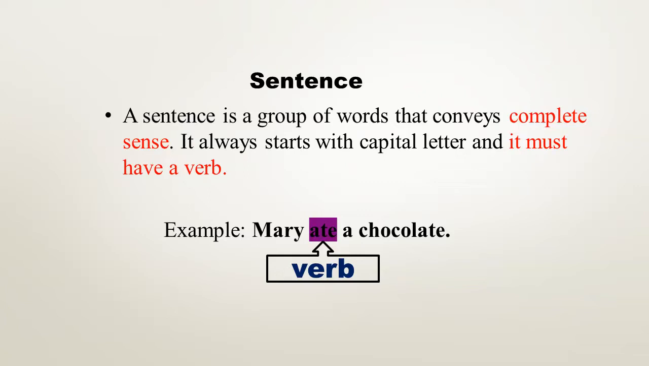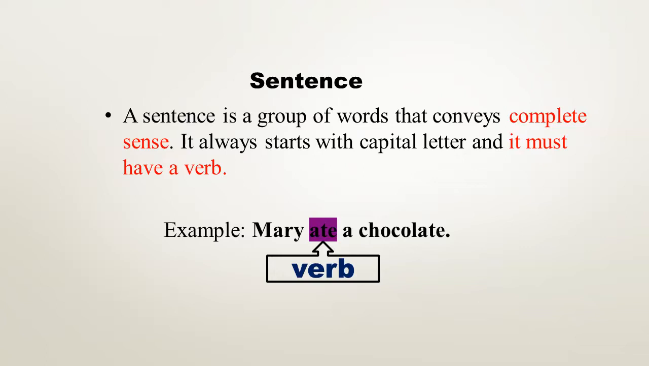First, a sentence must have a verb. A sentence must always have a verb. We can say that if there is no verb in a sentence or in a text, it is not a sentence. It must be a phrase or something else.